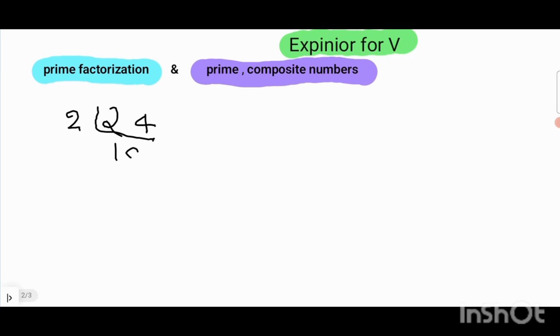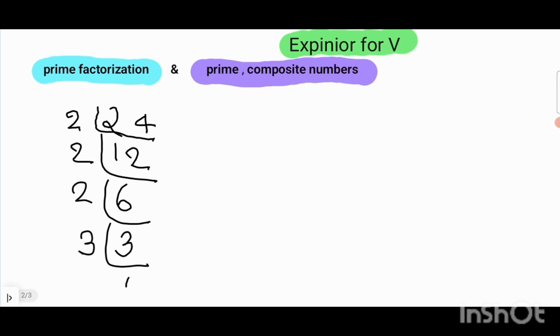2 ones are 2, 2 twos are 4, 2 sixes are 12, 2 threes are 6, 3 ones are 3. If you do not know this, don't worry, you'll understand. So prime factorization means the product of a given number, let it be x, in the form of prime numbers.